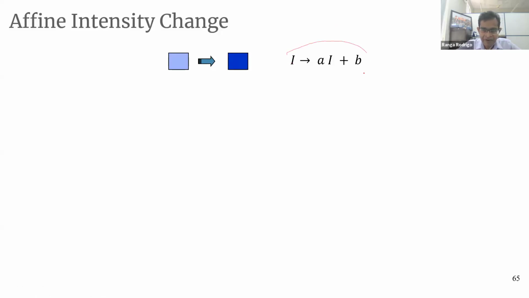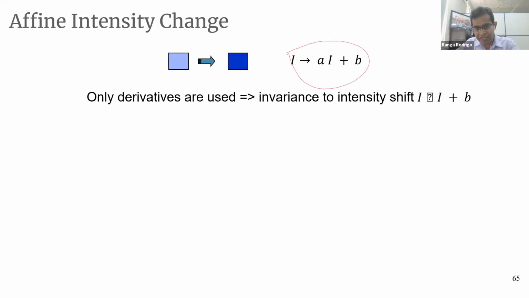So this kind of a thing is called an affine change in the intensity. Will the location of the corners change? The answer is no. The reason is our corner detection is based on the derivatives. Derivatives are not sensitive to the constant values. Even if you add a constant value, they do not change. So the B definitely does not affect this one, but A may slightly affect. But usually we call it invariant to intensity shift.